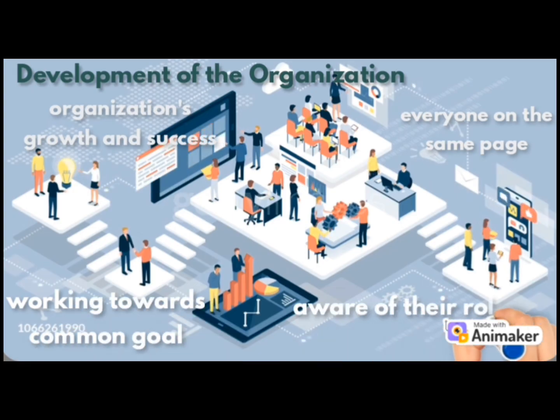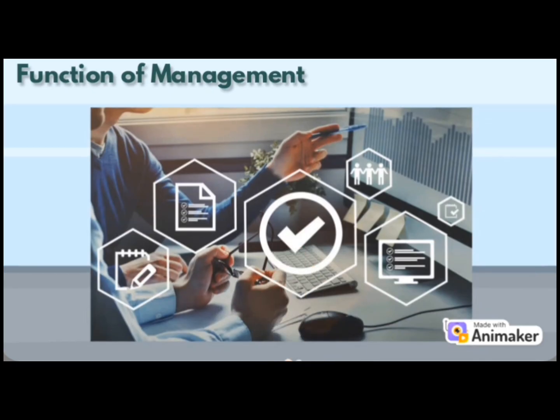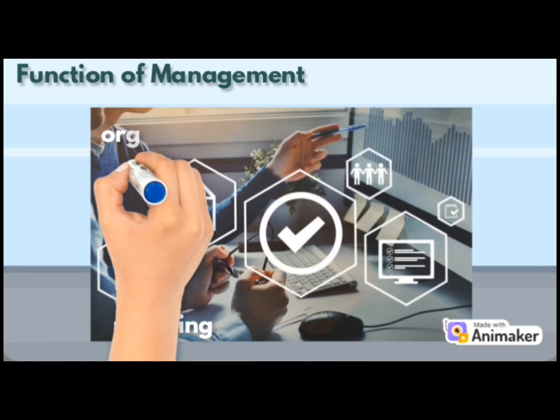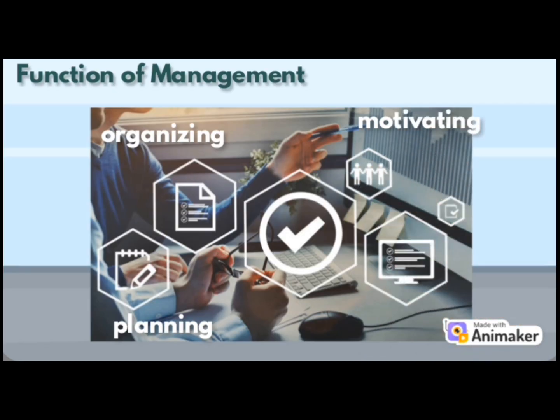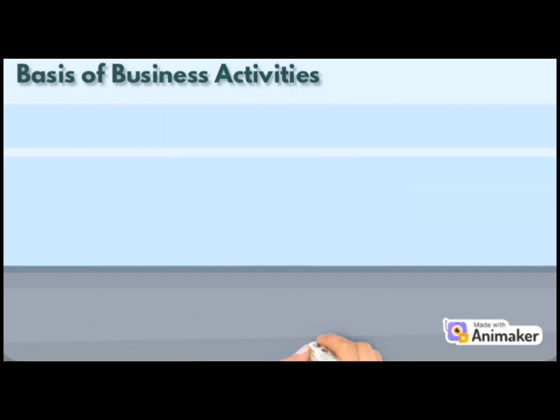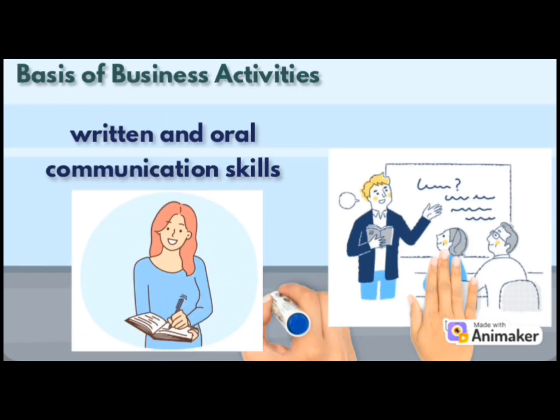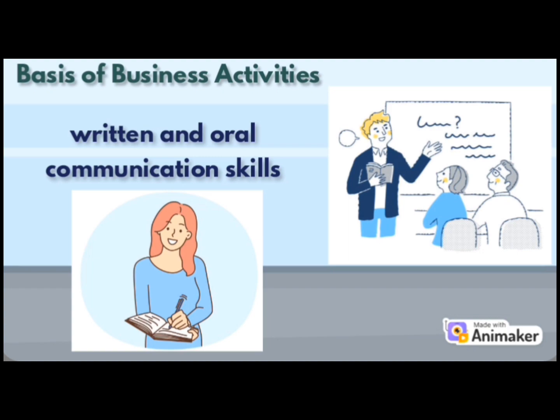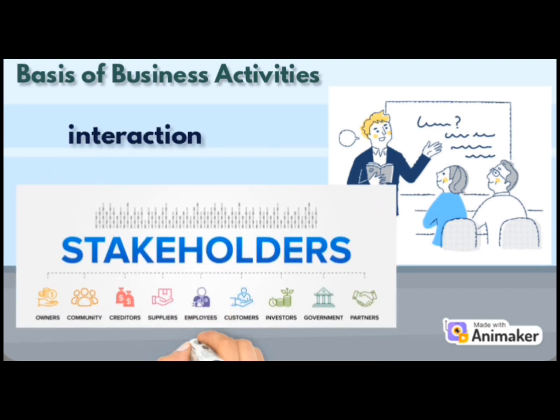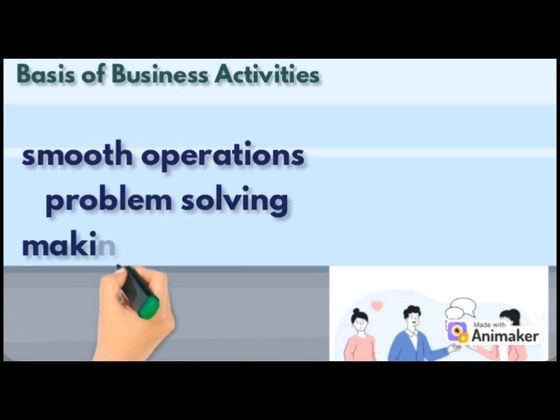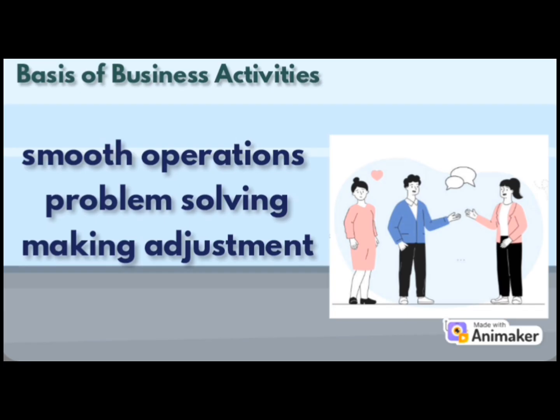Functions of management. Communication is the backbone of management functions like planning, organizing, motivating, and controlling. Without clear communication, these functions can't be performed effectively. Basis of business activities. Both written and oral communication skills are critical. They form the basis of interactions within the company and with external stakeholders. Good communication ensures smooth operations, problem solving, and relationship management.